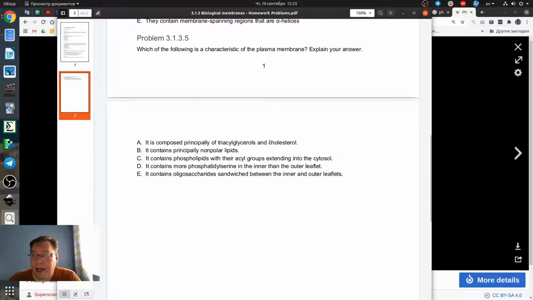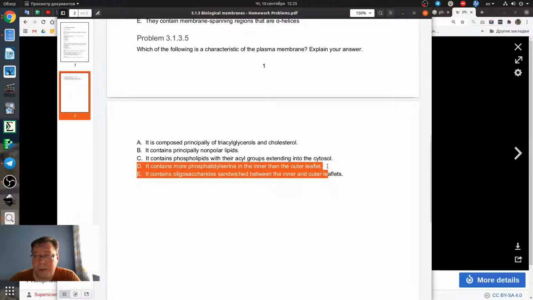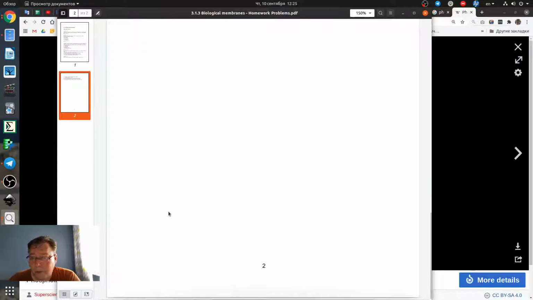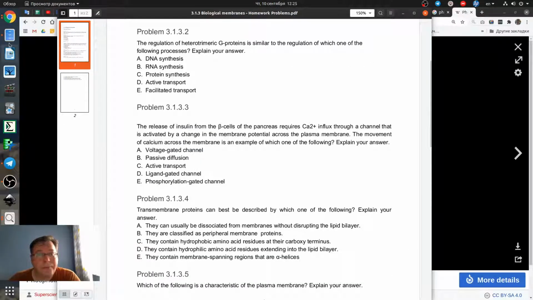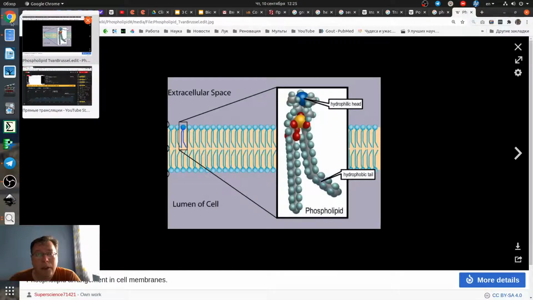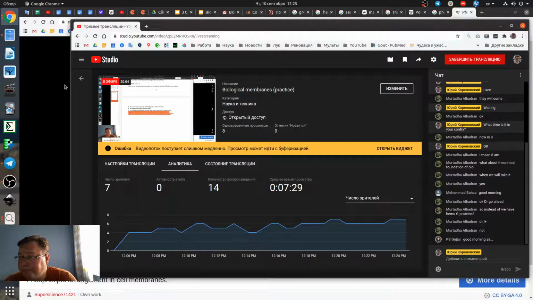The A answer contains only partially true information. Oligosaccharides are on the outer leaflet. Outer. So the most relevant answer is D. This one. So no problems yet.